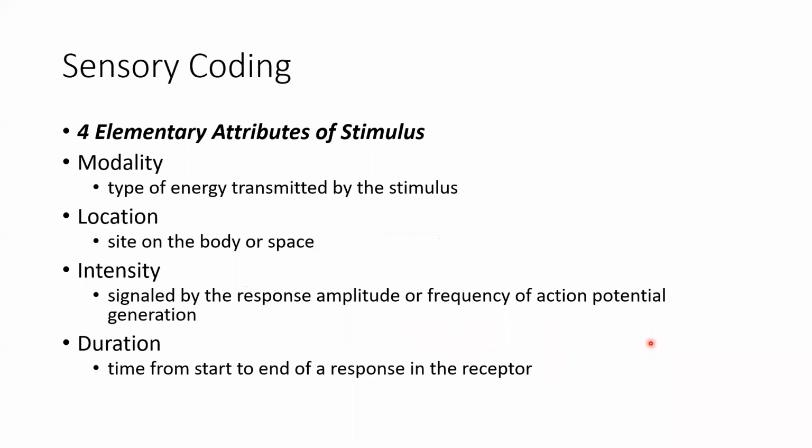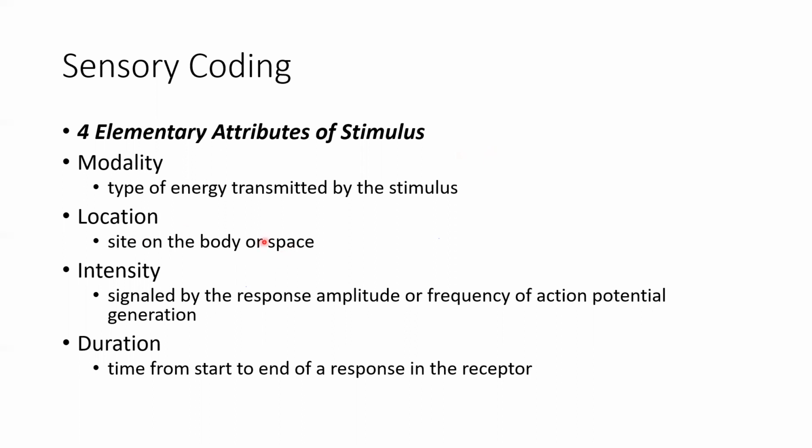So that is our segue into our discussion of how different types of receptors are actually coded into different types of signals in the body. So there are 4 attributes of a stimulus that we need to take note of. First is the modality, which is the type of energy transmitted by the stimulus. It's whether it's mechanical, it's chemical. So these actually vary depending on the stimulus.